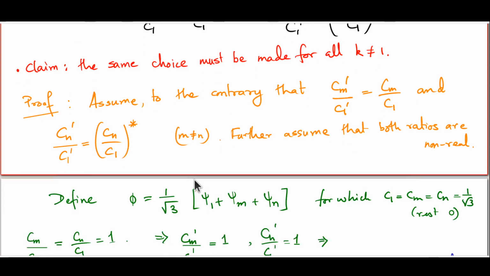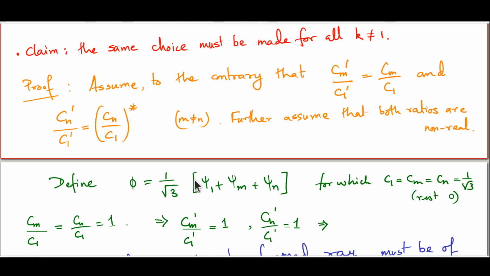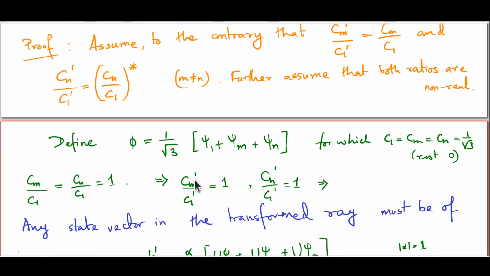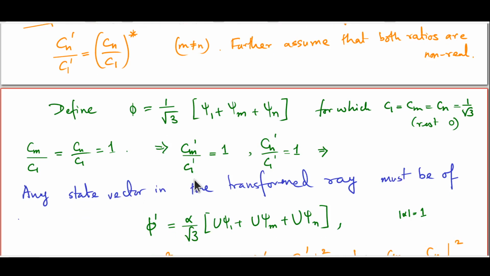So now, since cm by c1 and cn by c1 are both equal to 1, cm prime by c1 prime must be equal to 1, and cn prime by c1 prime must be equal to 1's conjugate, which is also 1. In other words, all the 3 coefficients in u phi must be equal to c1 prime. And thus, any state vector that you can take from the transformed ray, the ray which you get when you transform the ray containing phi, must be of the form alpha over root 3 times u phi 1 plus u phi m plus u phi n, where alpha is a pure phase, that is, it has a magnitude of 1.